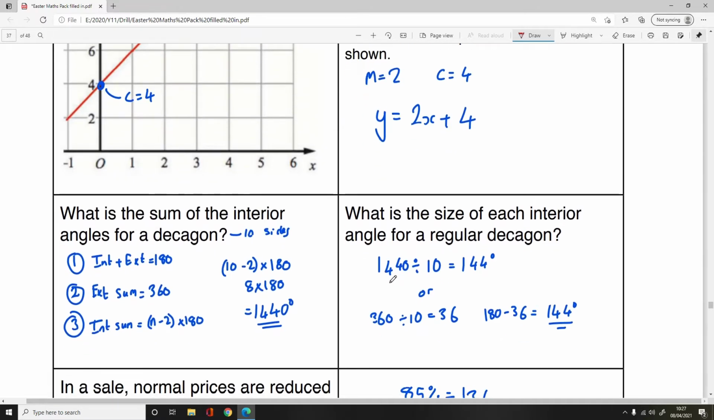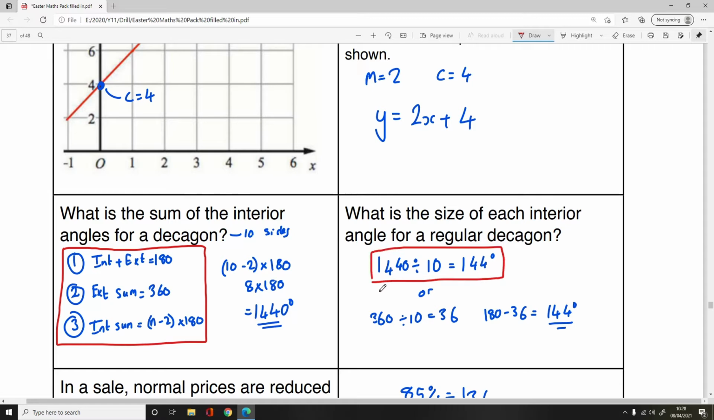Next one is about the angle sum of a polygon, and there are 3 rules that you should go into the exam knowing, which are these. That an interior plus an exterior is 180, that an exterior sum is 360, and an interior sum is sides minus 2 times 180. There are 10 sides on a decagon, so 10 take 2 is 8, times 180 gives 1440. If you want to work out the size of 1 interior angle, you can then divide that by 10, which is what we did here.